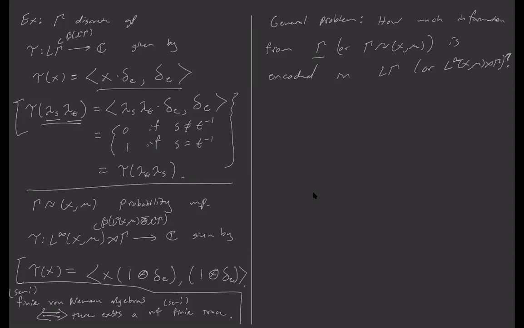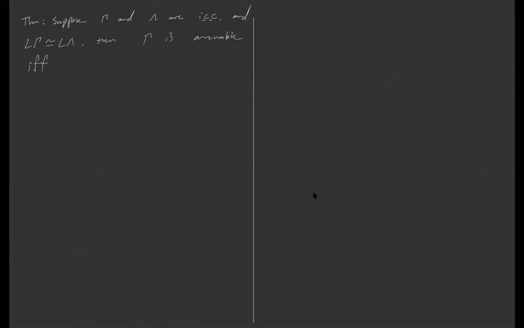So let me give you one basic example of this. Maybe the first type of result where you see the group and the von Neumann algebra interacting. And that's this theorem. Maybe I'll go to the next page so I can fit the whole proof in here. So here's the theorem. Suppose gamma and lambda are ICC and their von Neumann algebras are isomorphic. Then gamma is amenable if and only if lambda is amenable. So at least the notion of amenability is preserved under this construction.